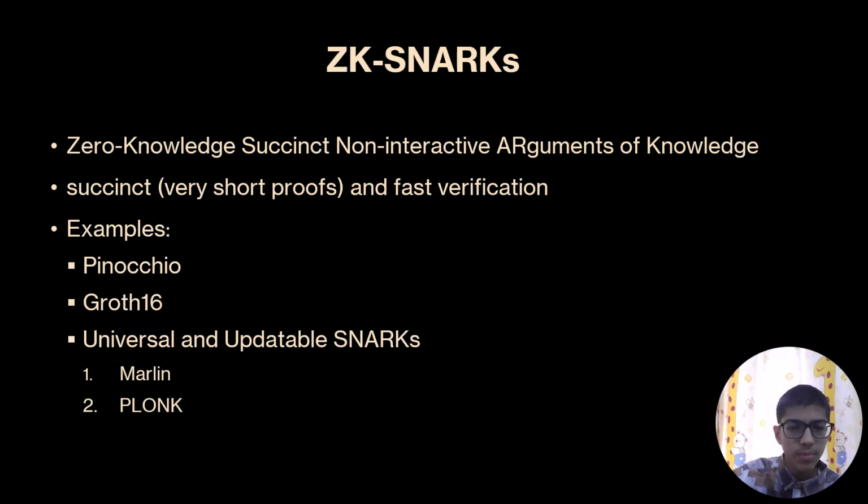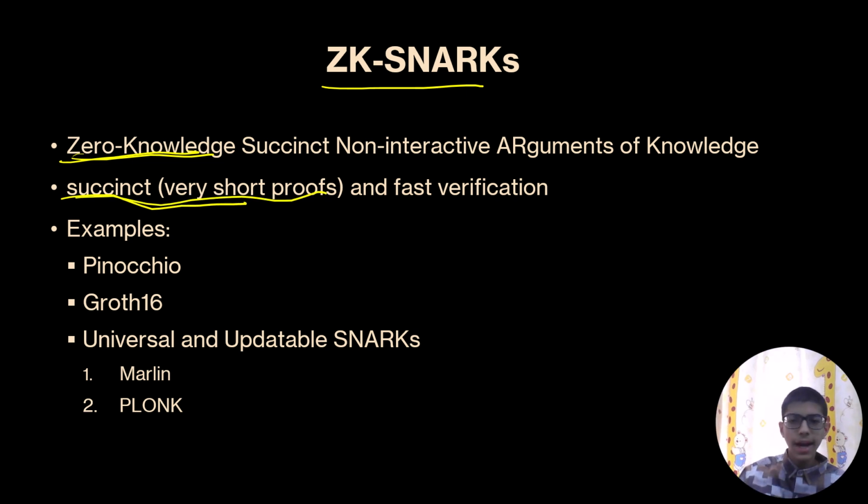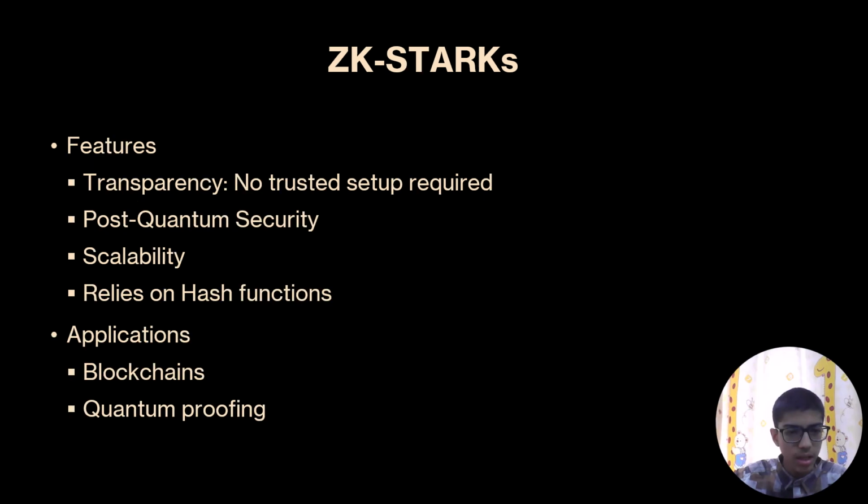Now let's look at some of the common examples of zero knowledge proofs. The first of them is the ZK-SNARKs, or zero knowledge succinct non-interactive arguments of knowledge. These are very short, and have extremely fast verification in milliseconds or even in microseconds. Some examples are Pinocchio and Groth16, and they are universal and updatable, so we can change the algorithm for the same.